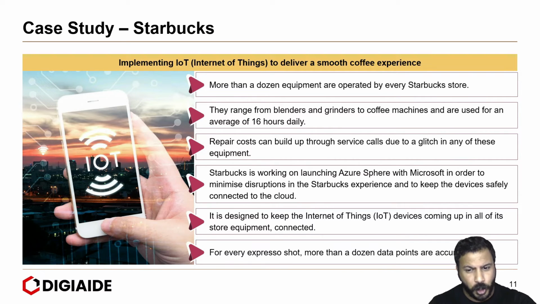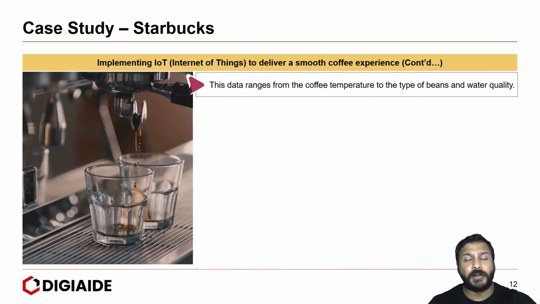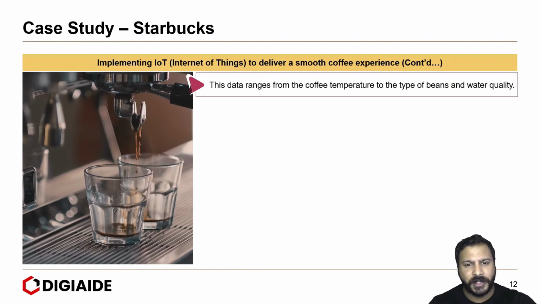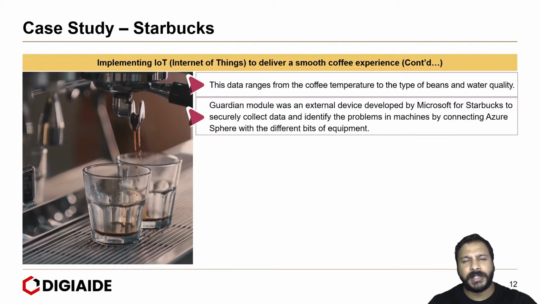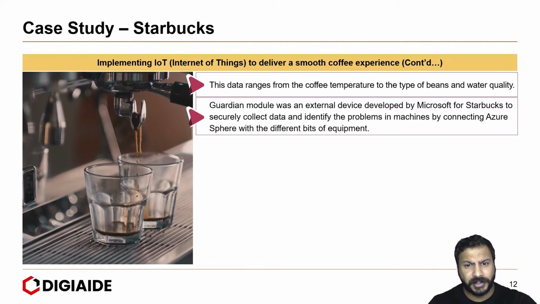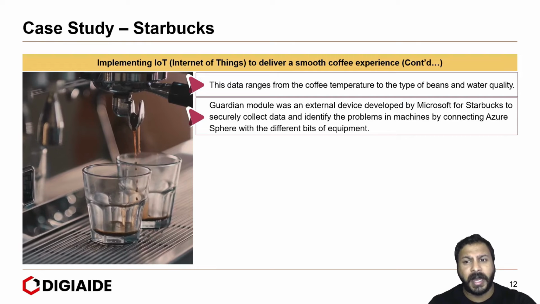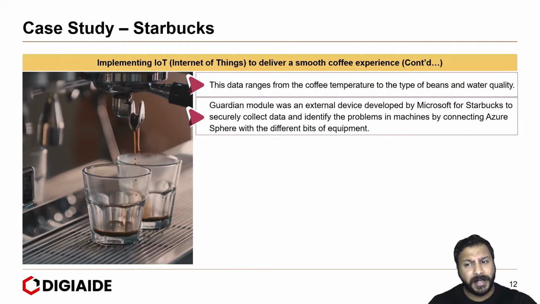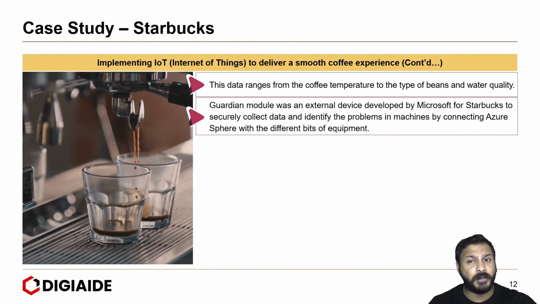For every espresso shot, more than a dozen data points are accumulated. This data ranges from the coffee temperature to the type of beans and water quality to be used. This gets even more interesting. The Guardian module was an external device developed by Microsoft for Starbucks to securely collect data and identify the problems in machines by connecting Azure Sphere with different bits of equipment.